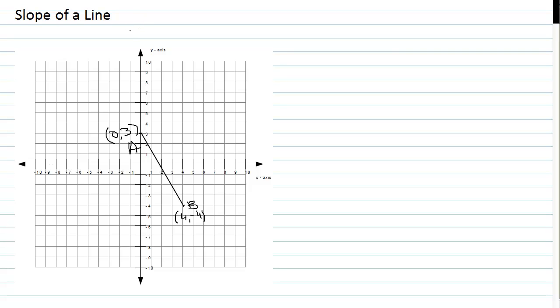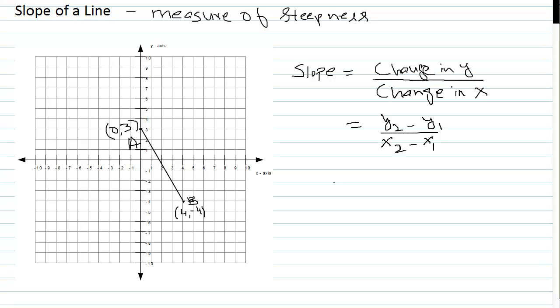Slope is a measure of steepness of a line. In coordinate geometry, you find slope of a line by dividing the change in the y values by the change in the x values. By that I mean change in the values of y coordinates and change in the values of x coordinates. This is also known as rise over run.